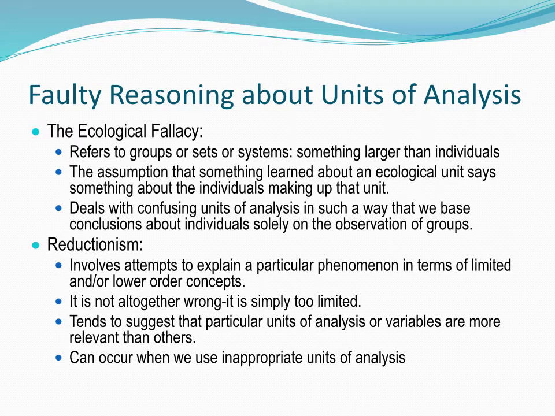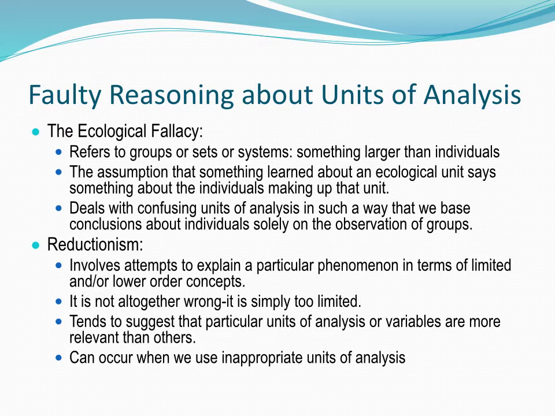The book introduces two types of faulty reasoning about units of analysis: the ecological fallacy and reductionism. The ecological fallacy refers to groups or sets of systems, something larger than individuals. It is the assumption that something learned about an ecological unit says something about the individuals making up that unit.